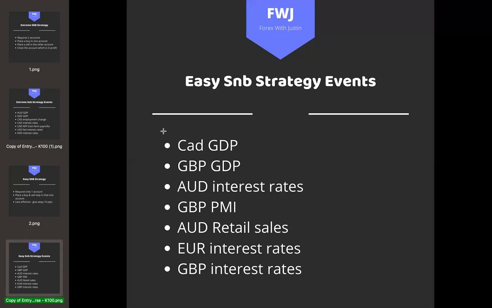So just like the extreme, these are the only events that you should be trading the easy SNB with. Any event that isn't amongst this list, you shouldn't trade it. You should just ignore it. So yeah, this list is only for the easy SNB. Are there any questions?